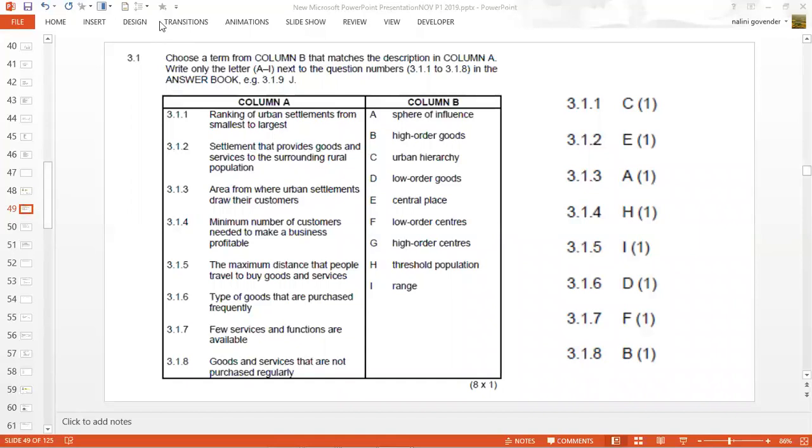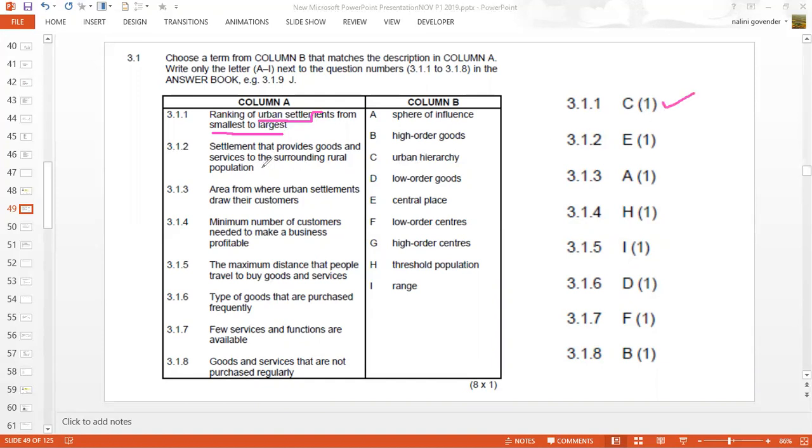Question number 1 talks about the ranking of settlements. It says the ranking of urban settlements from the smallest to the largest. Now, the smallest urban settlement would be the town. And yes, you are right. The largest urban settlement will be the megalopolis. Now, the ranking or classification of settlements from smallest to largest is referred to as urban hierarchy. Right, so 3.1.1.1 is C, and that's the urban hierarchy question.